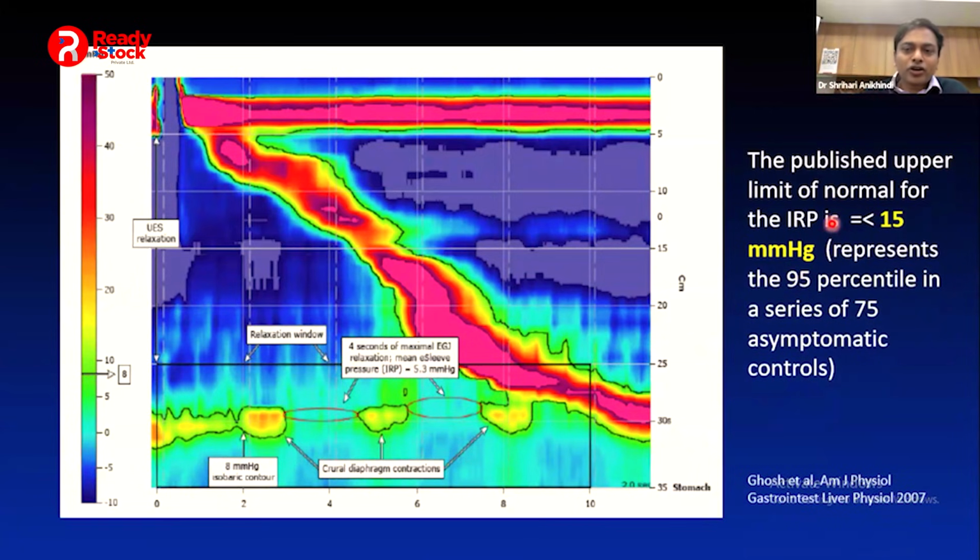Okay. The normal for IRP is less than 15 millimeters of mercury by convention. Remember that 15 millimeters of mercury has come up through a very small study. It was a study done in 75 symptomatic controls. So always remember that this value of 15 is more of a guide. It just gives you an idea that somewhere near here is the problem. Okay, it can be lesser, it can be higher. So every machine has its own different cutoff. Okay, but usually, roughly, it is 15.